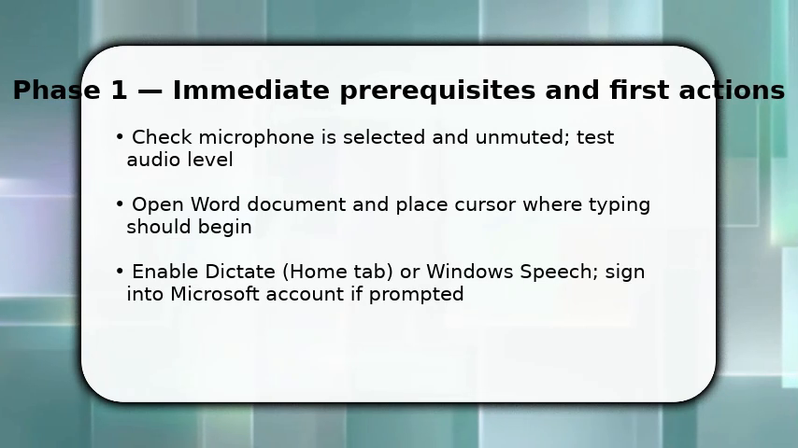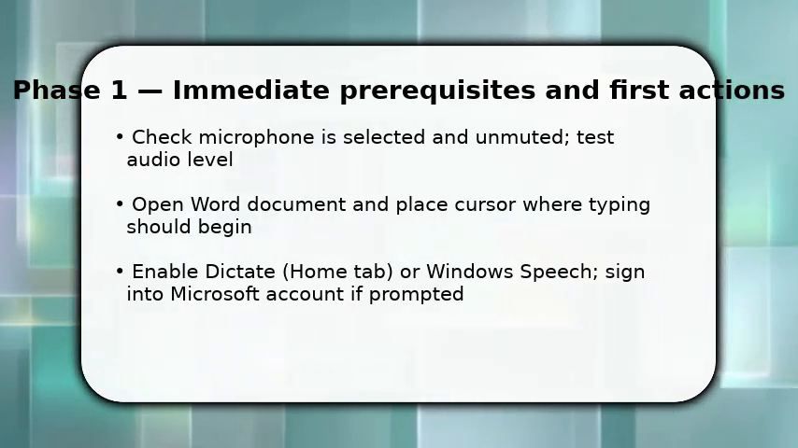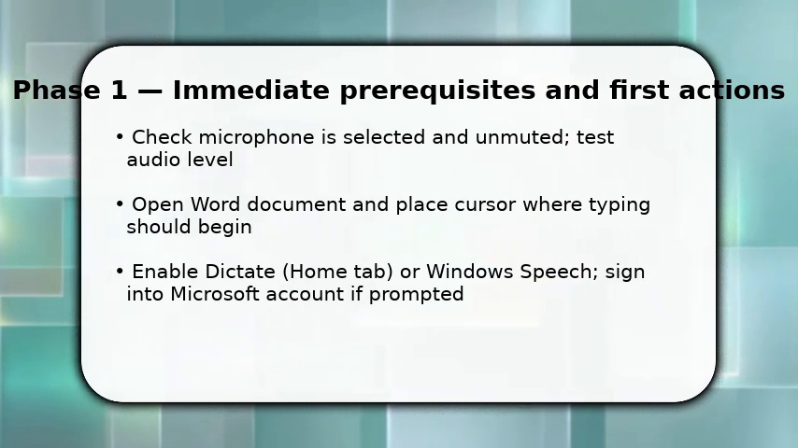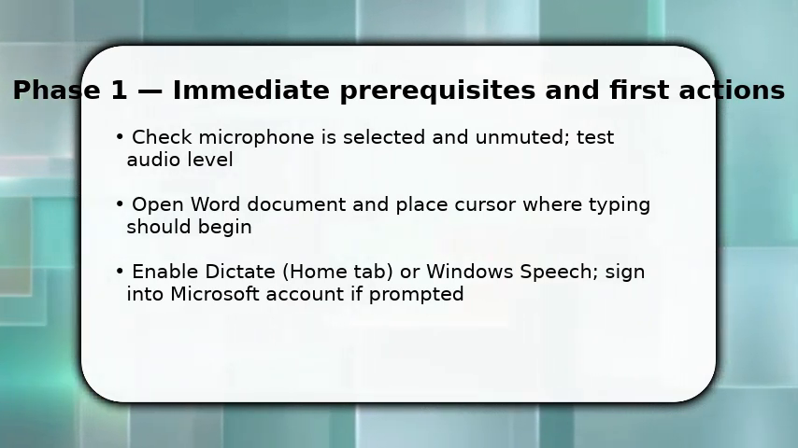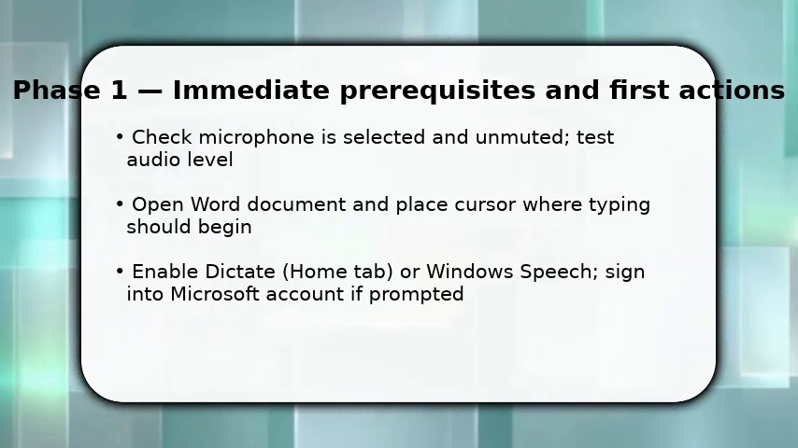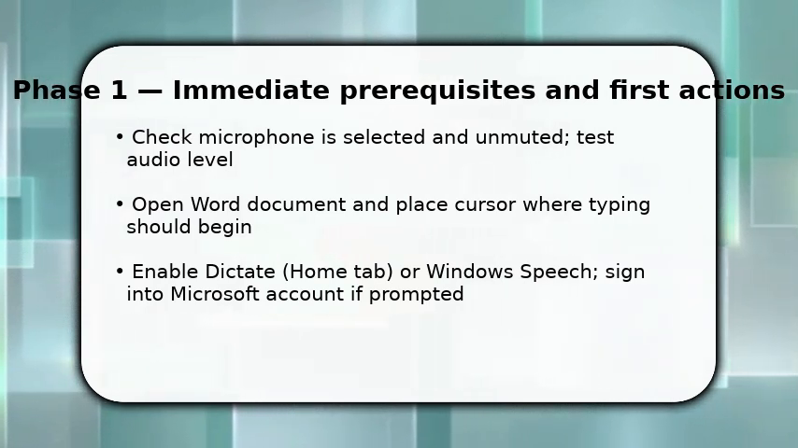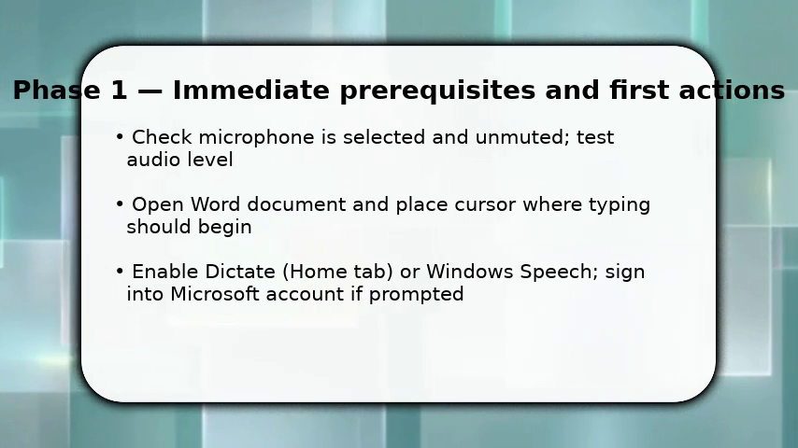You must begin with the microphone ready. Plug in or select your built-in mic, then test sound in settings so Word hears you clearly. Open the document and set the cursor exactly where text should appear. Once done, go to the Home tab and tap Dictate, or activate Windows Speech Recognition if you prefer system-level control.